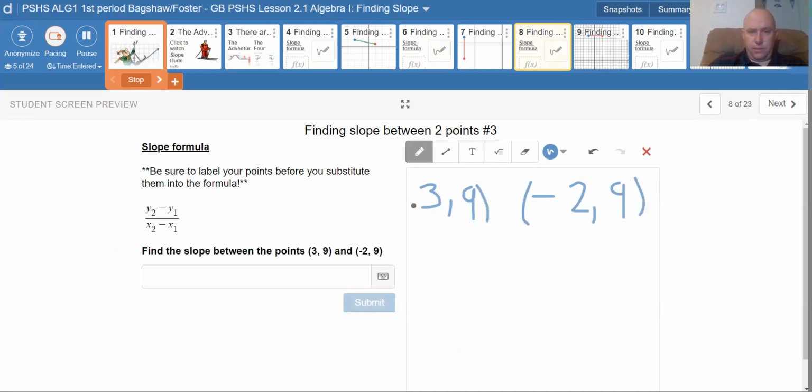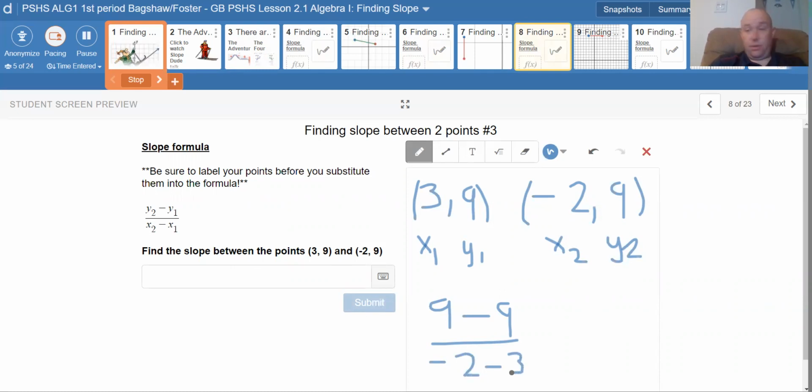And I can put the parentheses around, and then I'm going to label them again. So x1 and y1. And for this one, x2 and y2. And y2 is 9. Subtract y1, which is also 9. All divided by x2 minus x1, so -2 minus 3. And if we type this all in one go into Desmos, it will just say it's 0. If you split it into 2, you would get 0 over -5. And 0 divided by any number is just going to be 0.